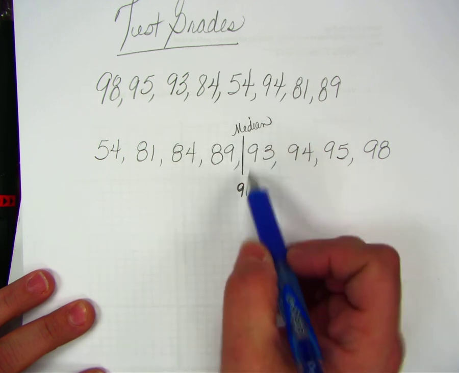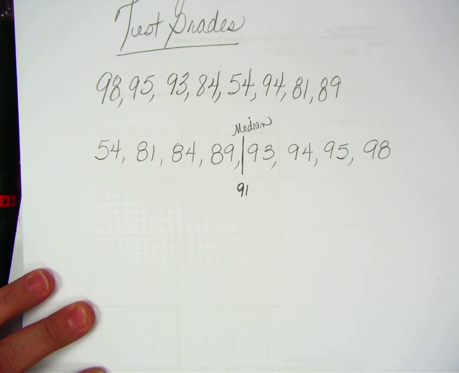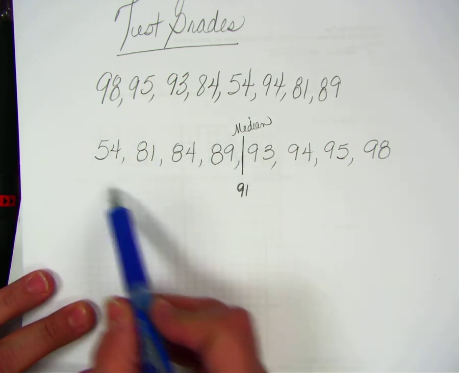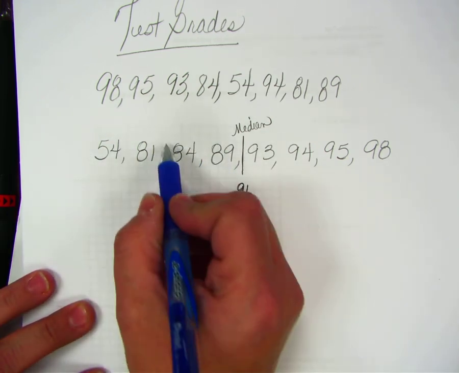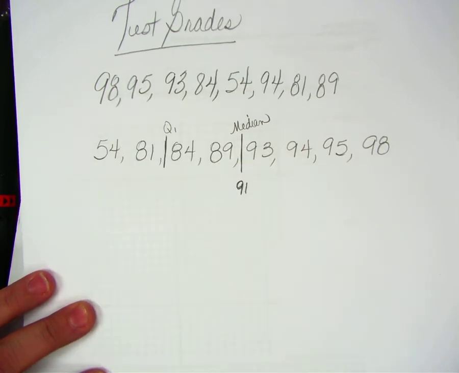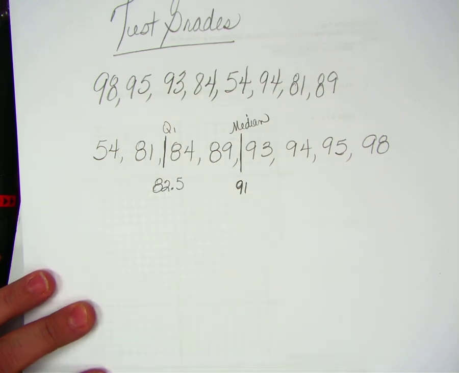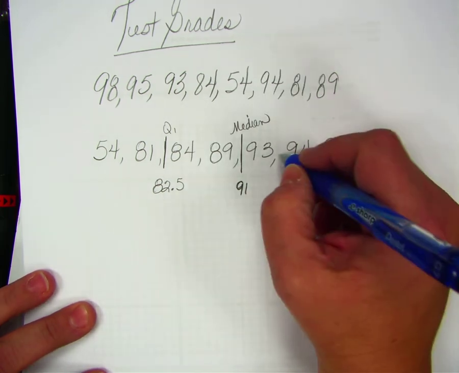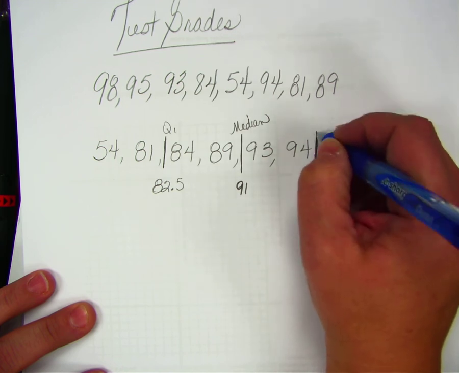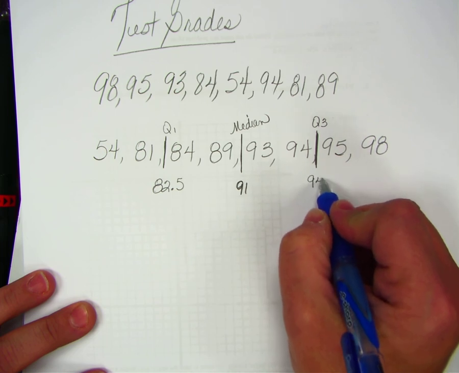Now the median cuts that data in half. So the first quartile, or the Q1, is the middle of this data. So the middle of this data is here. This is my Q1. And that would be about 82 and a half. Now my Q3 is down here. It cuts this data in half. So it's right here. It's my Q3. And that is a 94 and a half.